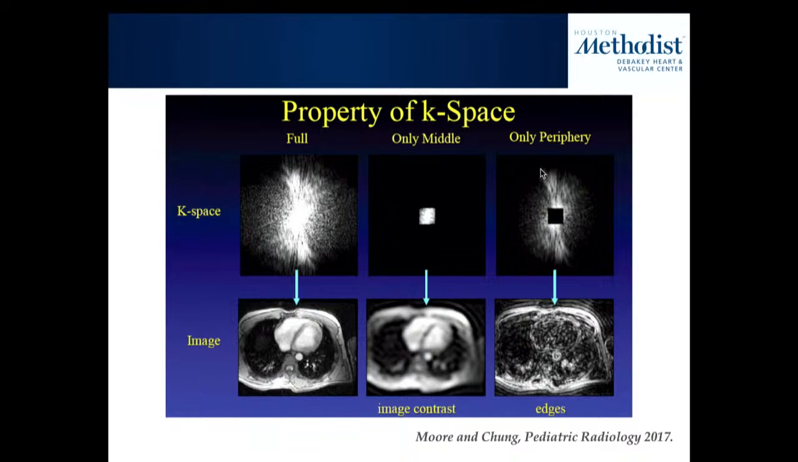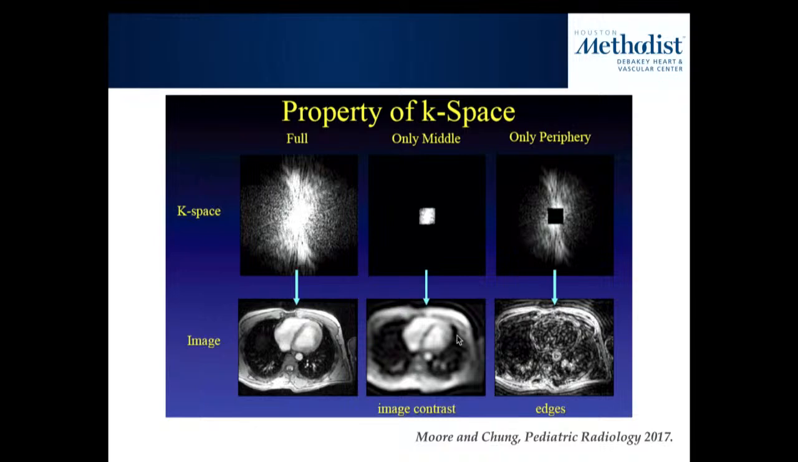Now, every line of K-space somehow contributes to the image. So if I only sample, for example, the top half of K-space, I can still generate an image. If I only sample the very center of K-space, I can still generate an image, but it looks different, right? So here's my image where I have the full, all lines of K-space. Here's my image if I reconstruct with only the center of K-space. And here's an image if I get rid of the center and only have the periphery.